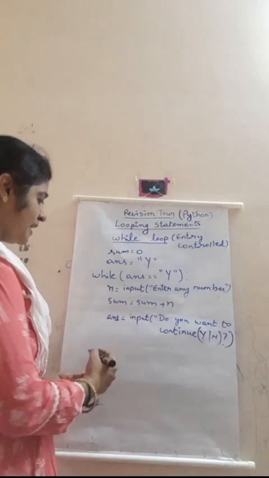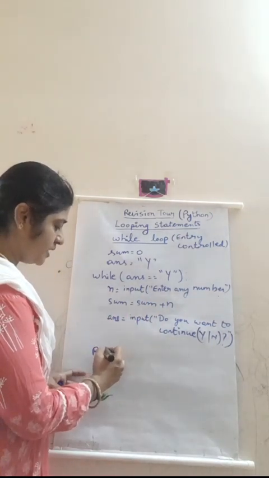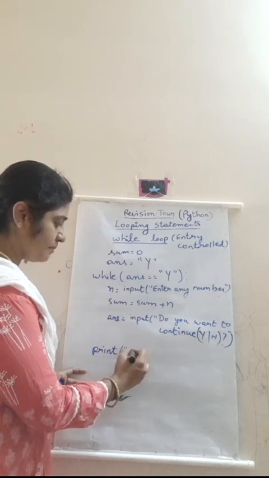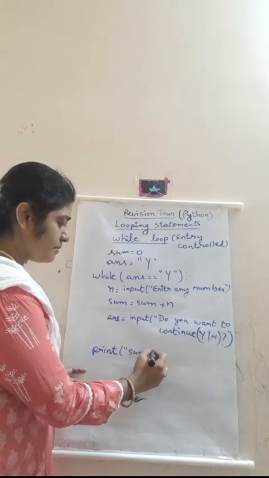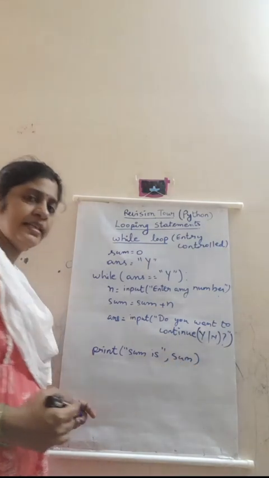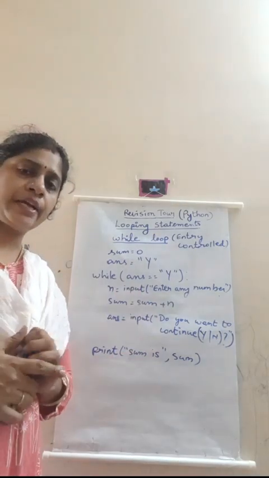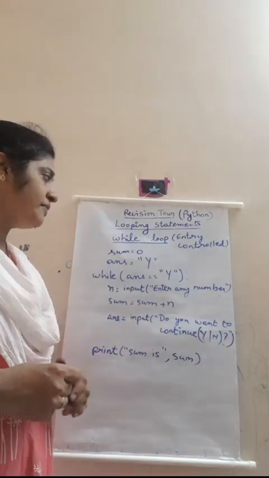So finally, after the loop ends, you can print sum is, and you can display the sum. So this is an entry control loop, and this is how it will run.